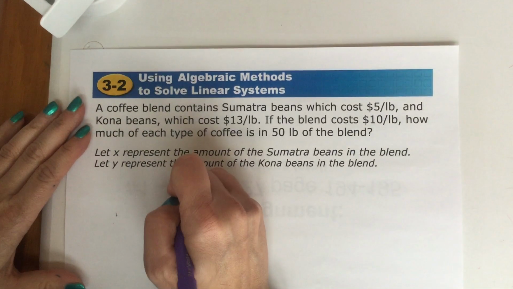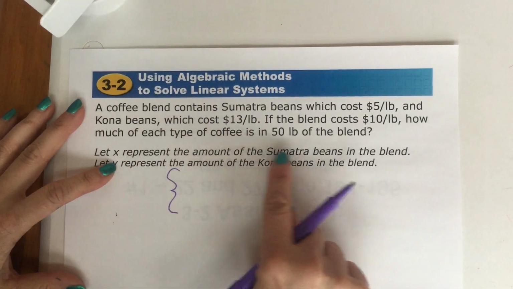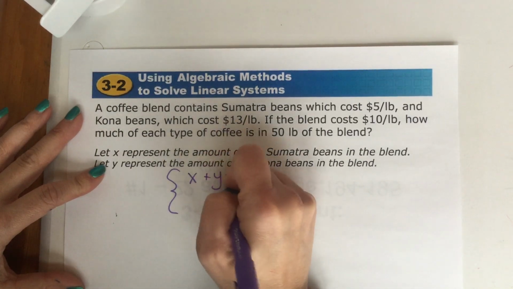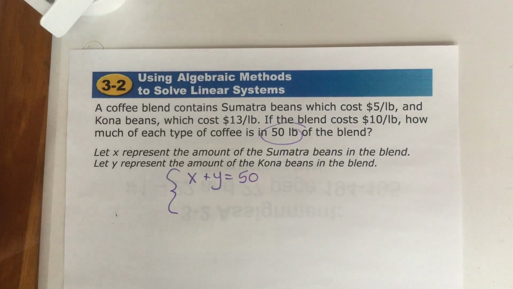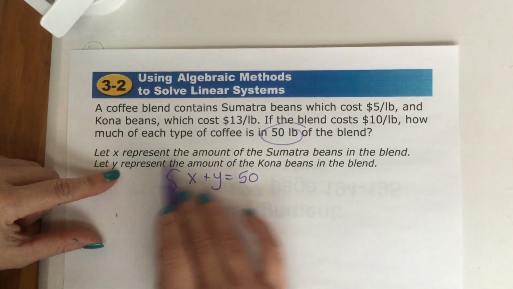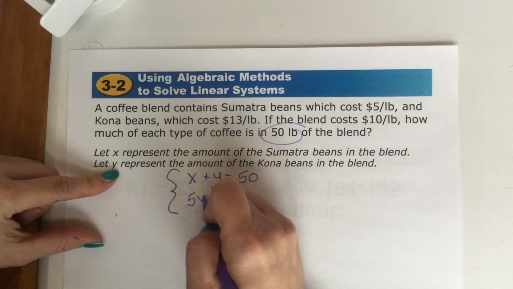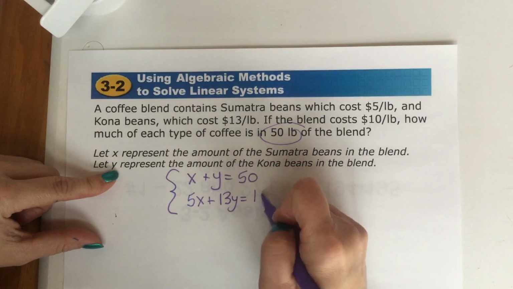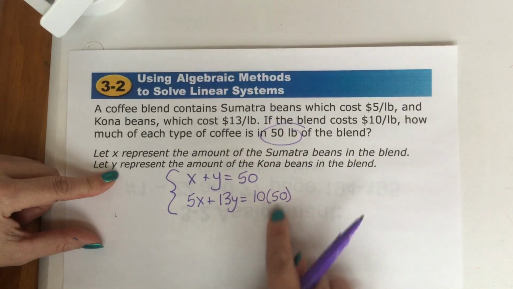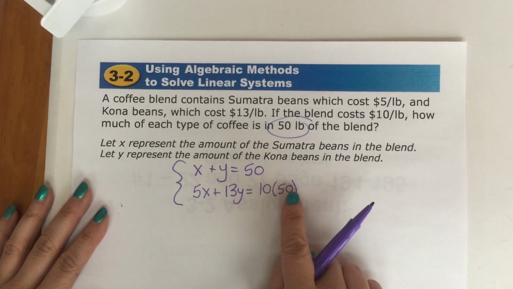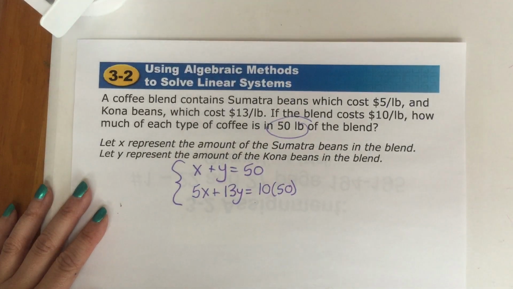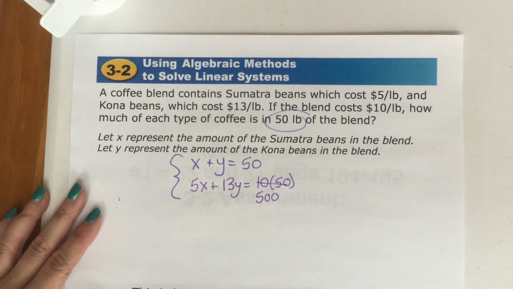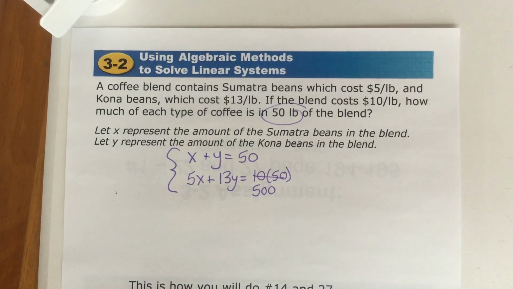So again, we're looking at two different scenarios. I have X is Sumatra, Y is Kona. So I have Sumatra beans plus Kona beans, and we want 50 pounds. Okay, now it's the price. X is Sumatra. Sumatra, they're $5 per pound, plus Kona is $13 per pound. We are paying $10 per pound and buying 50 pounds. So our total is $10 times 50. So we are actually, this is wild, you guys, we're spending $500 on coffee. Money well spent.